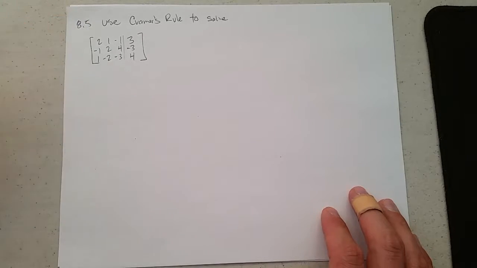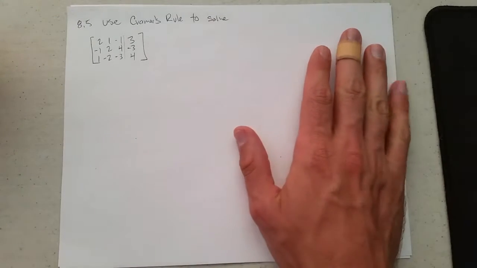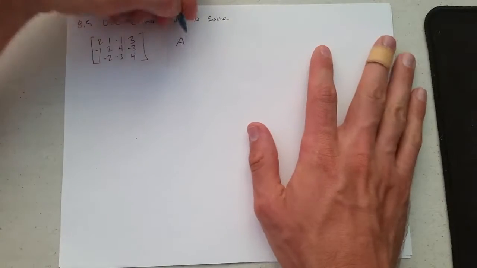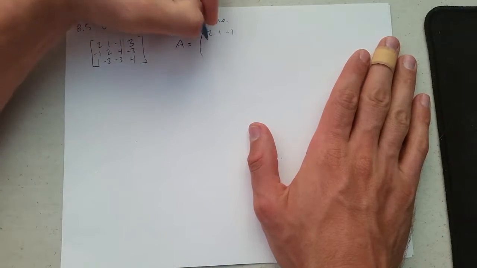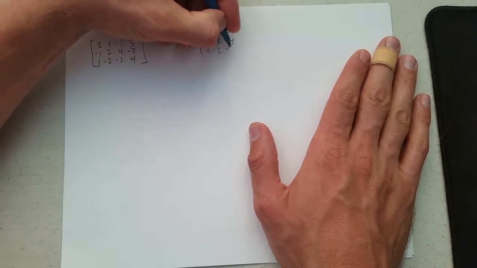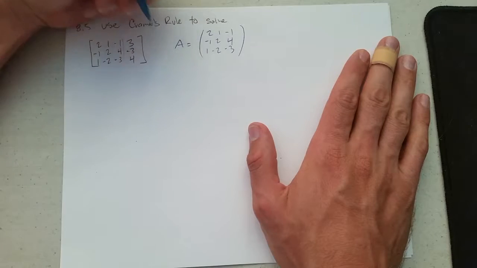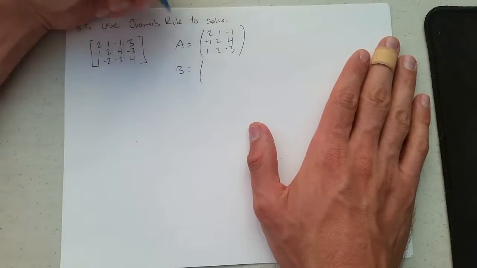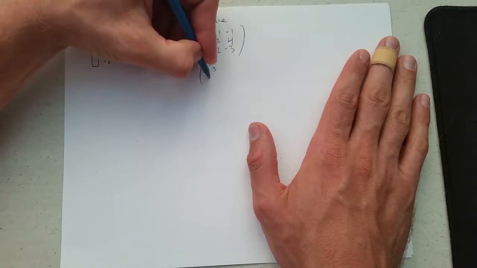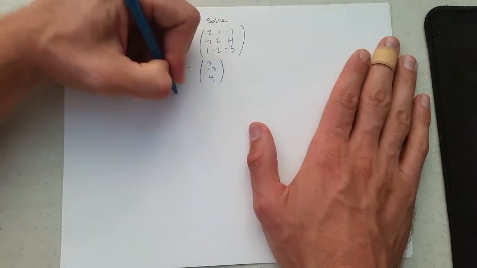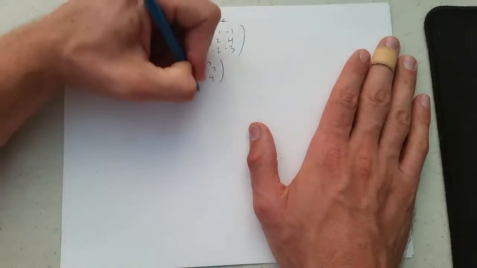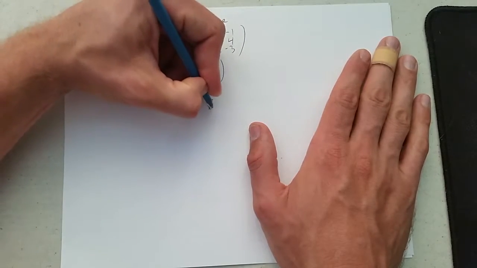We're going to use Cramer's rule to solve this augmented system right here. So we're going to pick out what A is. A is the coefficient matrix: 2, 1, negative 1, negative 1, 2, 4, 1, negative 2, negative 3. B is 3, negative 3, 4. And if you need to write down what x is, I'll just go with x1, x2, x3.